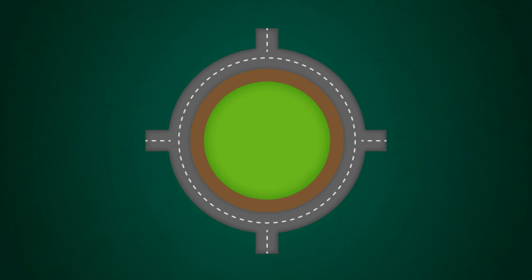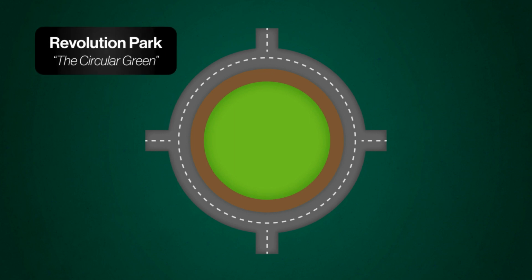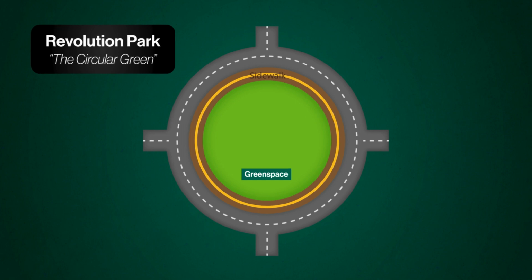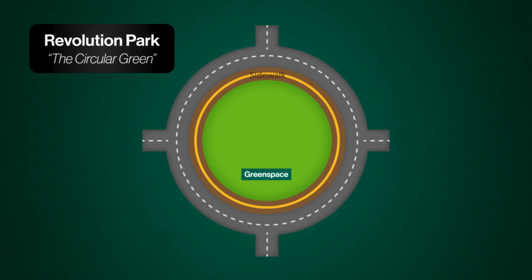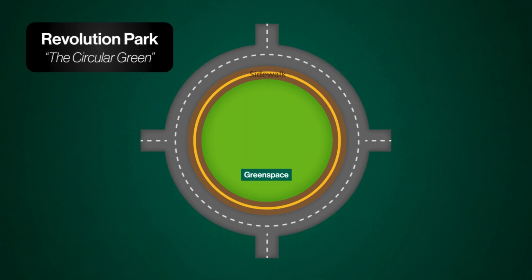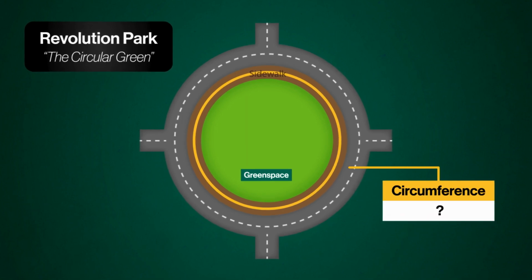The second park they're considering is called Revolution Park, and it has a green space in the shape of a circle with a sidewalk running along the outer boundary. And even though there aren't any right angles here, we can still use what we know about other shapes and measurements to help us figure out the perimeter. With circles, the length of that outer boundary has a special name and is called the circumference.